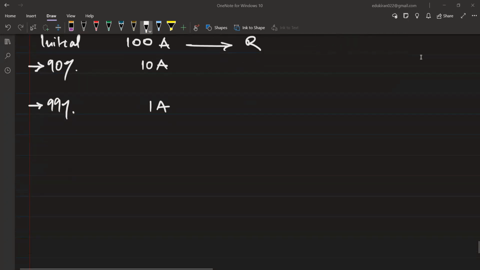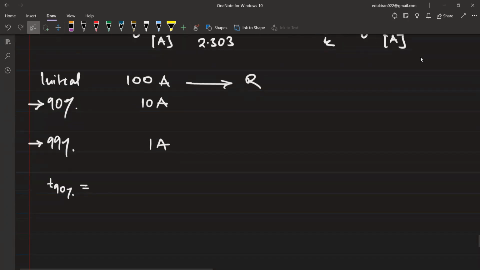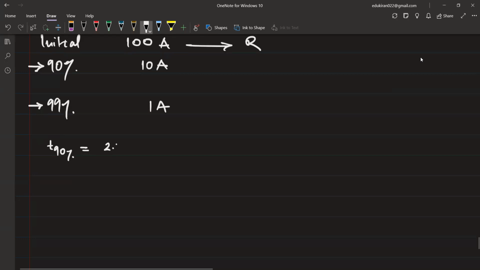Now we have to find out t for 90%. This will be equal to what? See what we have here. t is equal to 2.303 upon k. Please listen, don't write. Log, this is base 10, A naught. What is A naught? Please tell me, initial concentration. Tell me guys, what is the initial concentration?